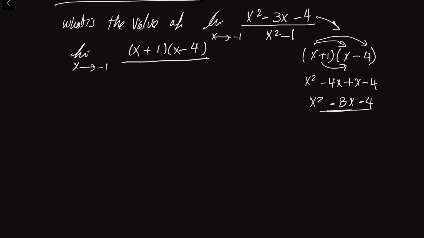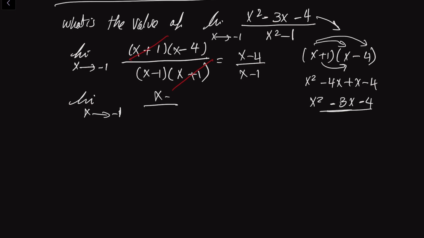Over, and let's factor the denominator, which is (x minus 1)(x plus 1). Then let's simplify. So x plus 1 will cancel out with x plus 1. So we end up with (x minus 4) over (x minus 1). So now the limit when x approaches -1, let's substitute x equals -1. So -1 minus 4 over -1 minus 1. So it will be minus 5 over minus 2, which is equal to 5 over 2.